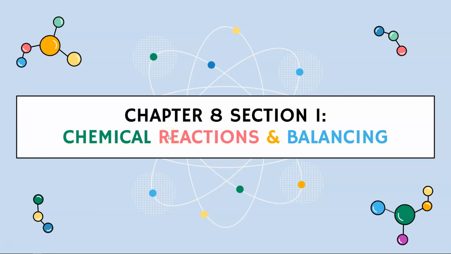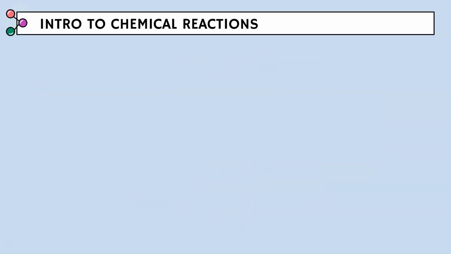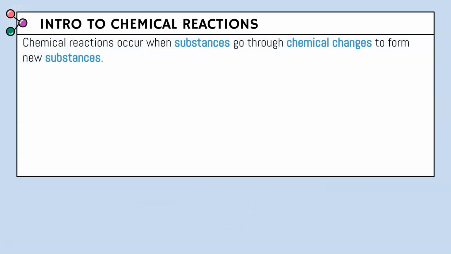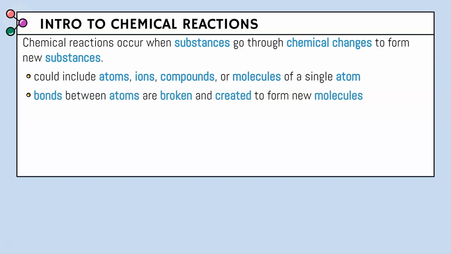Alright, so today we're going to be talking about chemical reactions and balancing. First we're going to talk about the introduction to chemical reactions. Chemical reactions occur when substances go through chemical changes to form new substances. This could include atoms, ions, compounds, or molecules of a single atom. The bonds between the atoms are broken and created to form new molecules in chemical reactions.